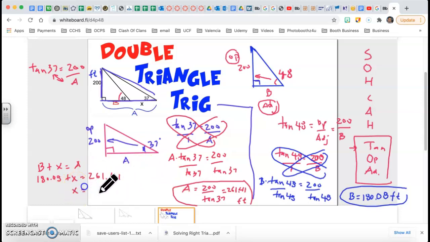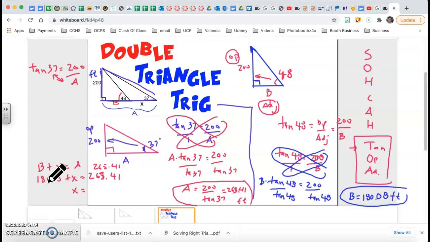So x is 261 minus 180.8. Hold on, I just realized that I had a mistake. It's not 261, it's 265. Here's a 265.41. Again, this value is 265.41. All right.